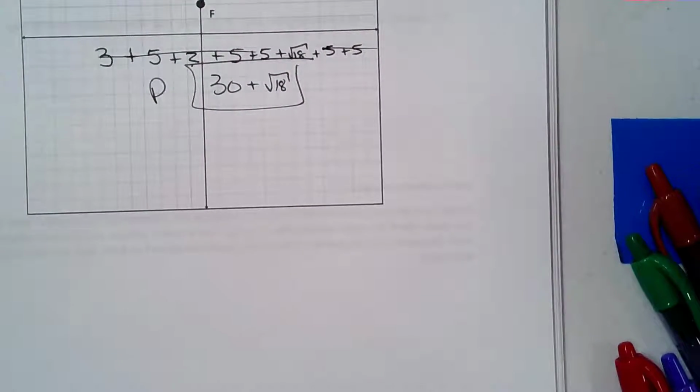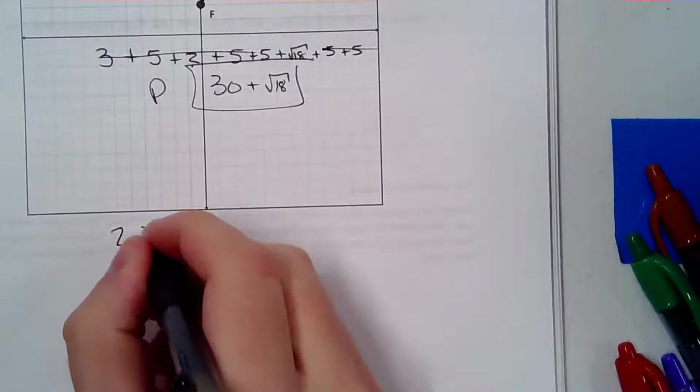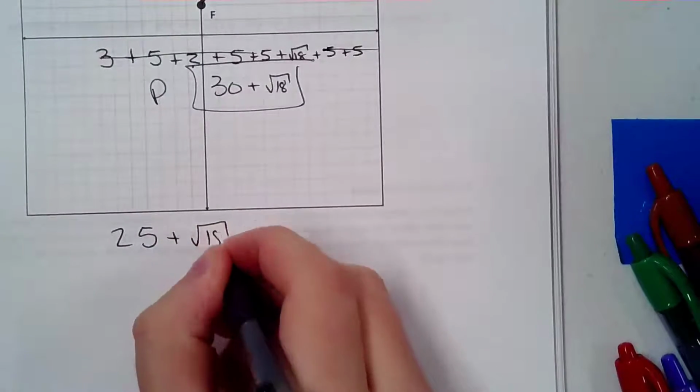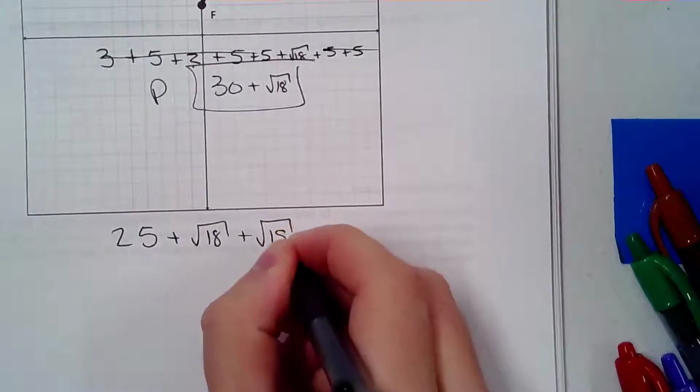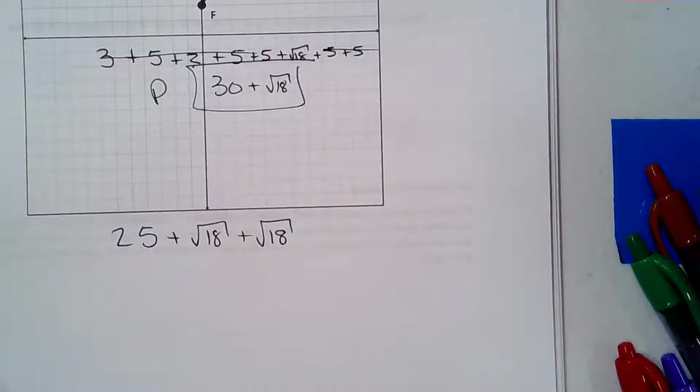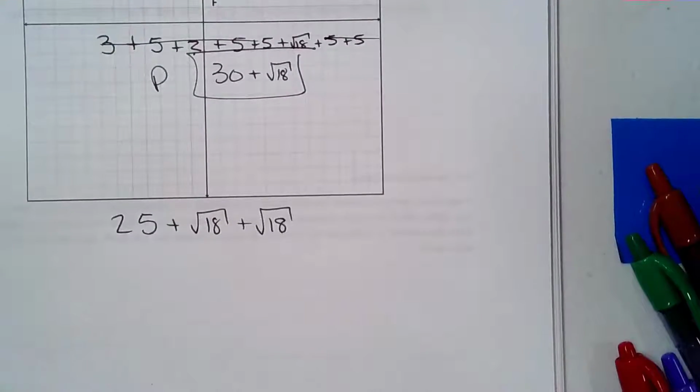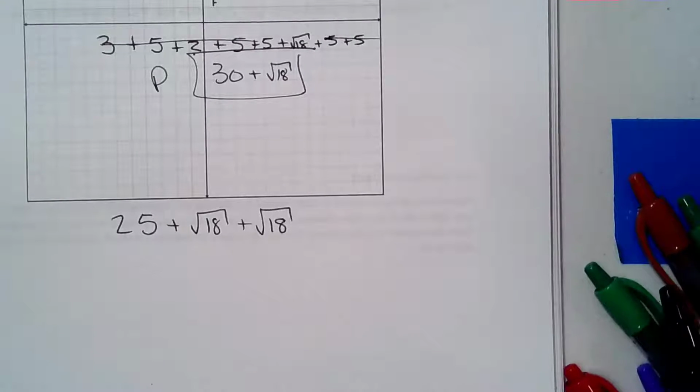Fun question. What if the answer was actually 25 plus root 18 and another root 18? So I got rid of one of the 5s and replaced it with another root 18. Can we condense that anymore? And if we can, how would you do it? I want right answers and wrong answers. So if you raise your hand, you don't have to worry about what people think, because you might just be giving a wrong answer. Give me a wrong answer or a right answer.